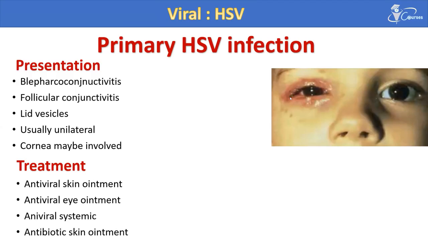That's why when we treat those patients, we treat the skin condition and also the corneal condition. So we give antiviral skin ointment, antiviral eye ointment. Systemic antiviral also can be given, and antibiotic skin ointment by the dermatologist in order to prevent secondary infection of these lid vesicles.